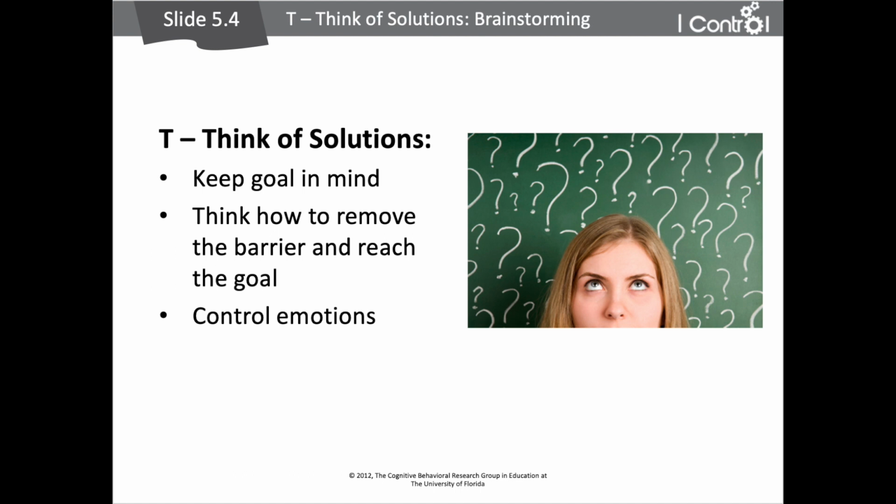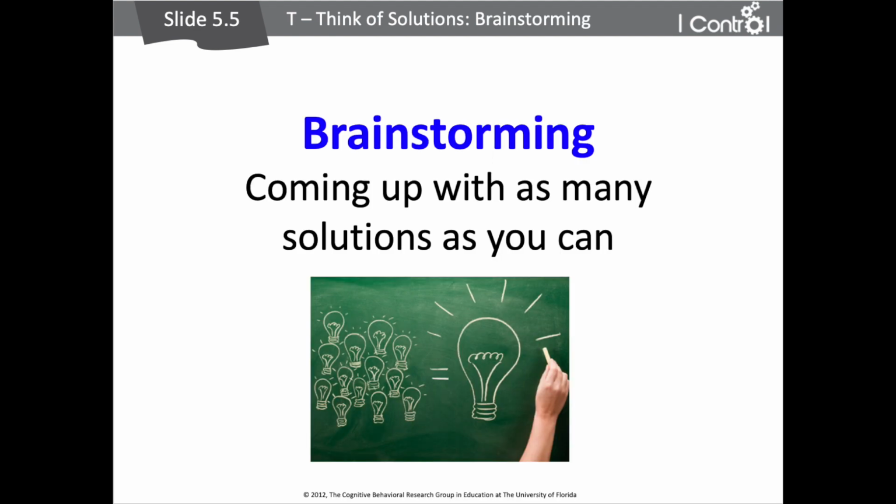When thinking of a solution to a problem, you use working memory to keep the goal in mind and think of how you could remove the barrier and achieve the goal or solve the problem. For example, when Leo was really frustrated with his friend and couldn't think of other solutions, he could have used one of the emotion control strategies to help calm him down. Brainstorming is one of the strategies you can use to come up with solutions. Brainstorming means that you come up with as many solutions as you can, even if they seem silly at first.